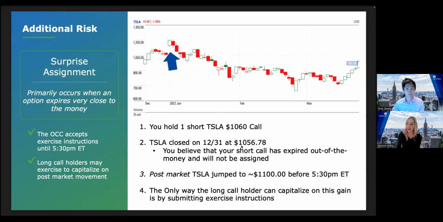Tesla closed at 1056. So at the last trading day of the year, you would have thought, okay, my option isn't going to be assigned because the right to buy at 1060 versus the market price of 1056, the market's more favorable, I shouldn't be assigned. But post-market, Tesla went to $1,100. Well, this person could make $40 per share by exercising, and that's quite a bit. Therefore, they would have done that and you wouldn't know until the following business day. And that's because the exercise process and the assignment process is across brokerage firms, and it takes an overnight process. So the only way for the long option holder to capitalize on that movement is purely by submitting exercise instructions.